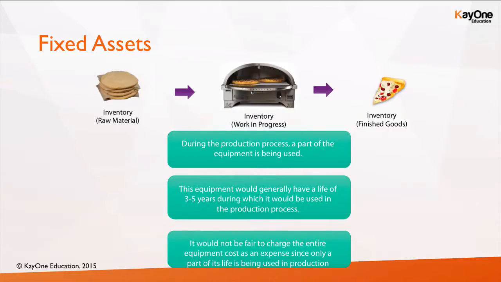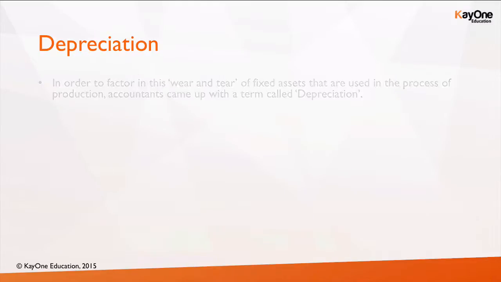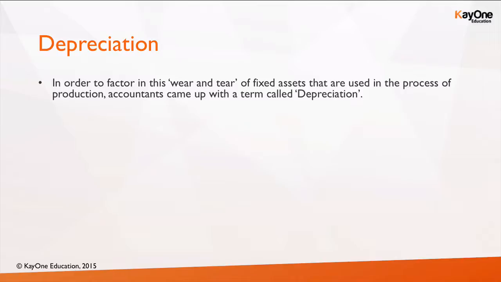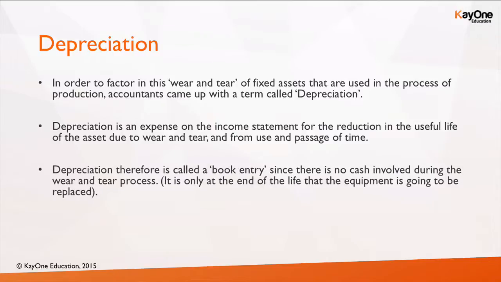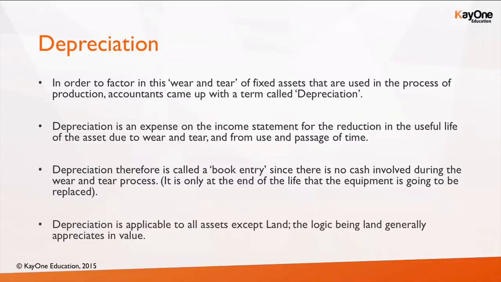Generally, these equipments have a lifetime of 3 to 5 years, and it would not be fair to charge the entire equipment cost as an expense, since only a part of that equipment's life is being used in the production process. So, in order to factor in this wear and tear of fixed assets which are consumed in the production process, accountants came up with a term called depreciation. Depreciation is an expense on the income statement to factor in for the reduction in the useful life of an asset due to wear and tear and from use and passage of time. Therefore, depreciation is merely a book entry and there is no cash involved in this wear and tear process.